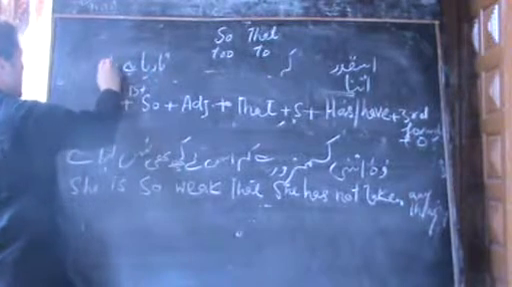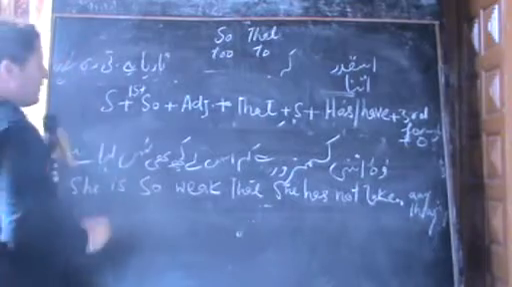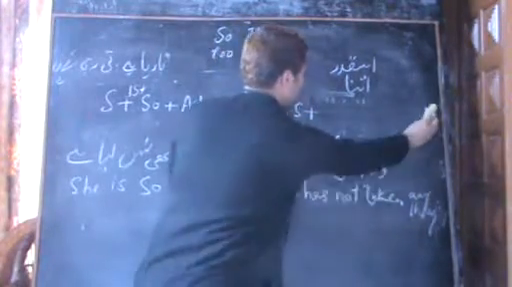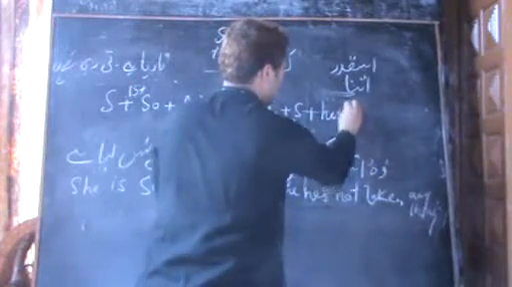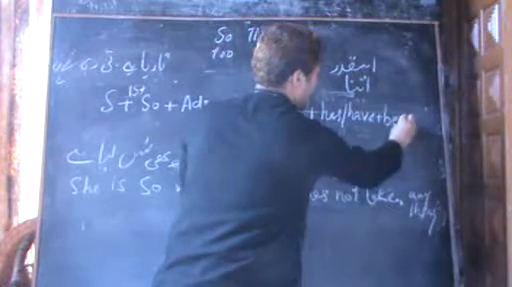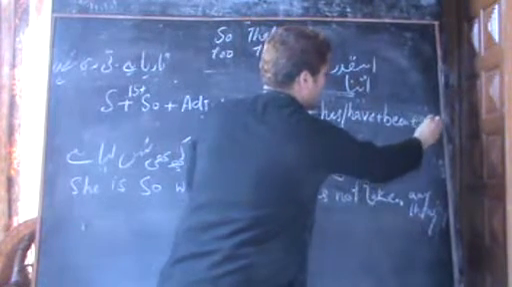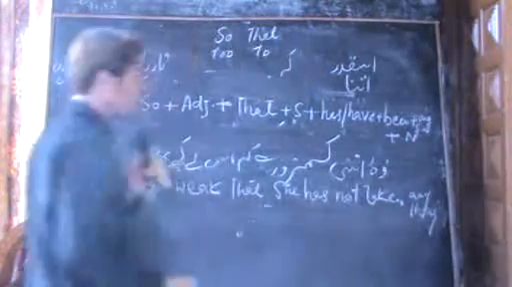Ta raha hai, ti rahi hai, te rahe hain. Now, here only you have to change the formula. The next other part is same. So subject plus there is has, have, there is been, and there is in form, and then there is another noun. So this will be the formula.